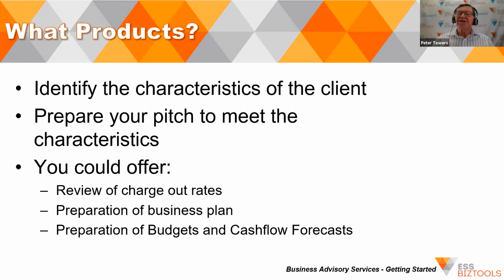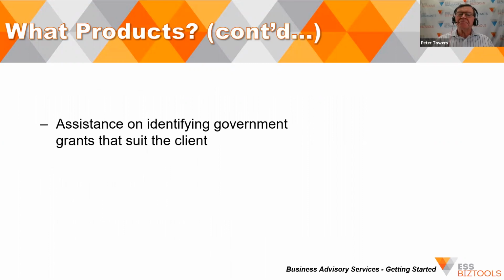Preparation of budgets and cash flow forecasts, 3-in-1 forecasts, making sure they link with their business plan. What government grants could suit this client? There are hundreds of government grants. We've got a separate product called ESS BizGrants, which will assist you to identify grants that suit individual clients, because we've organized it in such a way that it will show you the clients for particular classifications of industry.